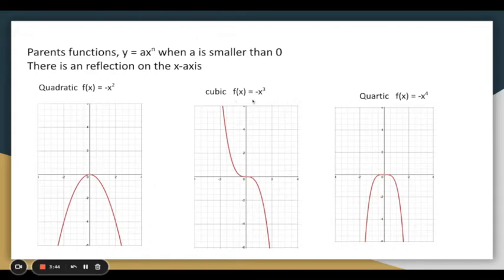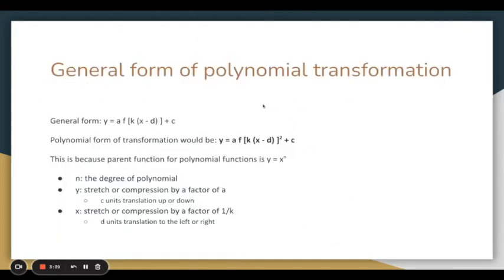For a cubic, it's negative x power of 3. So it goes from quadrant 2 to quadrant 4. And for quartic, it is negative x power of 4, which is also just upside down. So general form of polynomial transformation. The original form that we know is y equals a f of k times x minus d plus c, right?